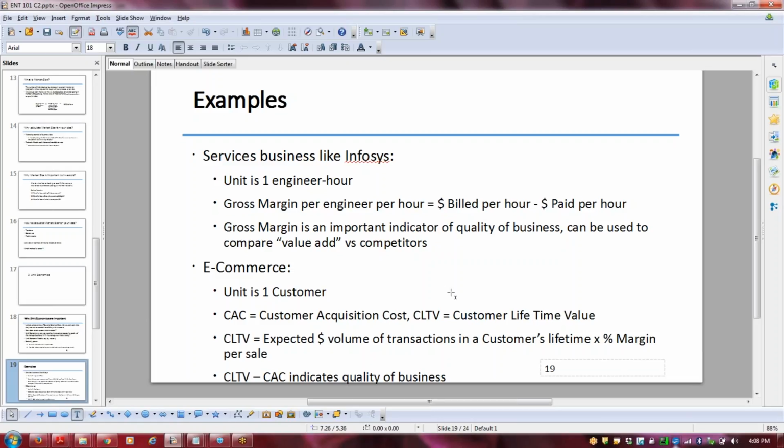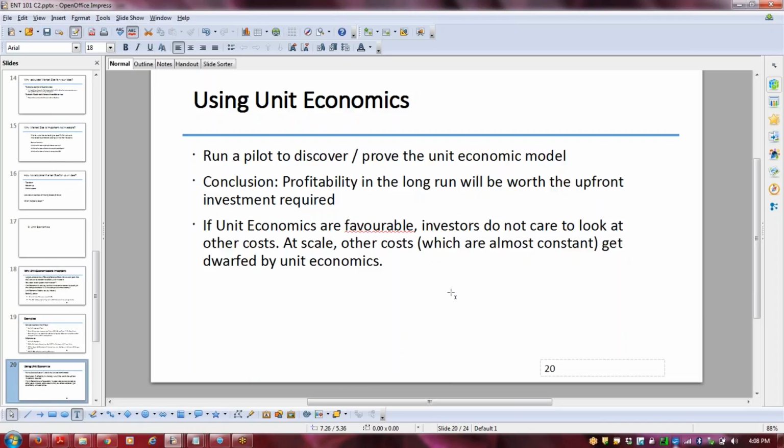But if you put X rupees in getting the customer, and this customer gives you a profit of 3x in a period of 3 years, it means there is a difference of 2x, which means you will be able to make a profit. Okay. Yeah. So that's how unit economics works.